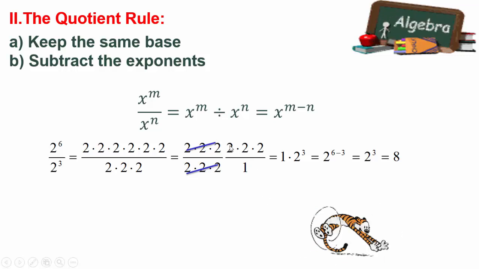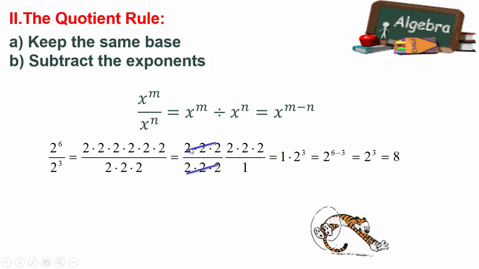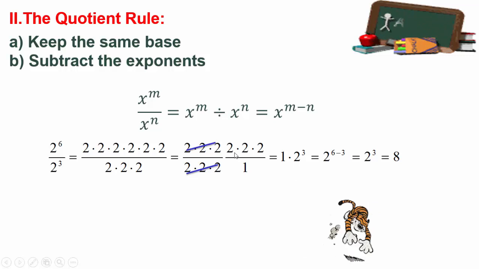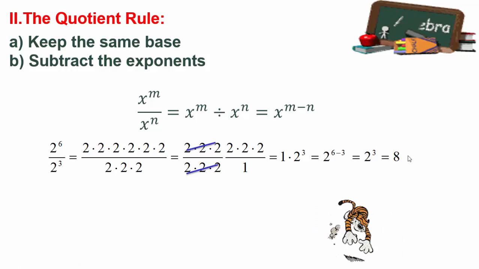That means that I have 2 times 2 times 2, or 2 cubed, and this is essentially 1 because they're exactly the same. That's the same thing as saying 6 minus 3, which is also 2 cubed. And if we work that out, 2 cubed is 8.